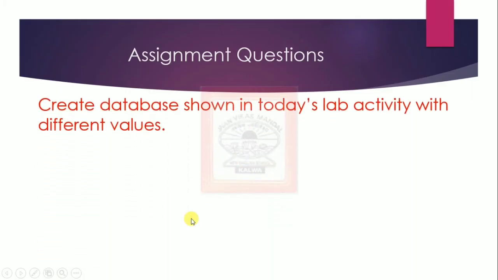For the assignment, you can create a database like the one shown in today's lab activity, with different values. I entered 10 records here. So you can also create 10 records, give different values for them, and use a different background. Make the form with the form wizard. You can also try the same data and fields with the form design. So both ways we can practice and give different values and complete this assignment. Now, till the next practical, thank you very much.